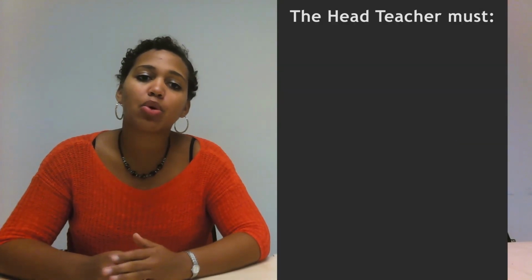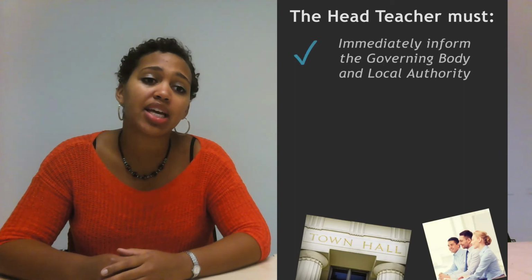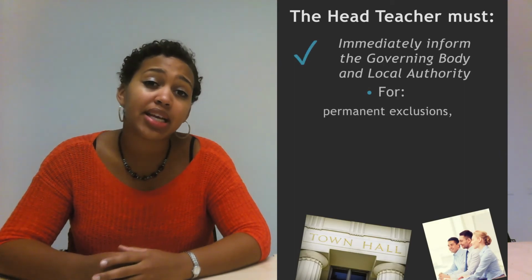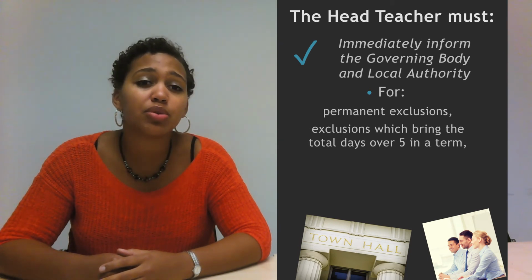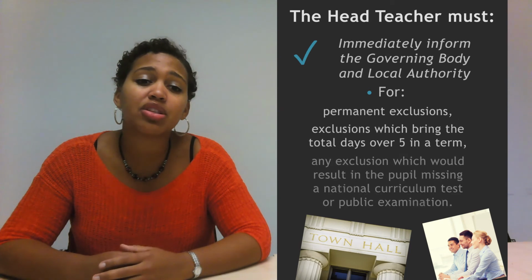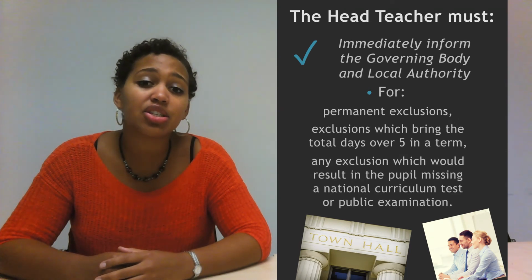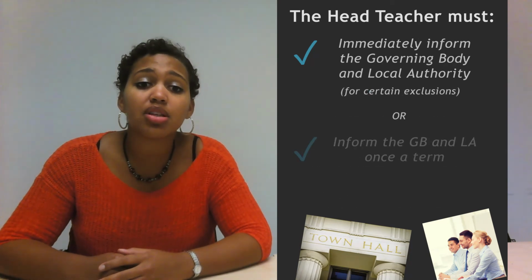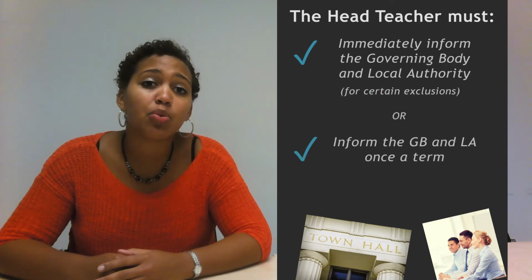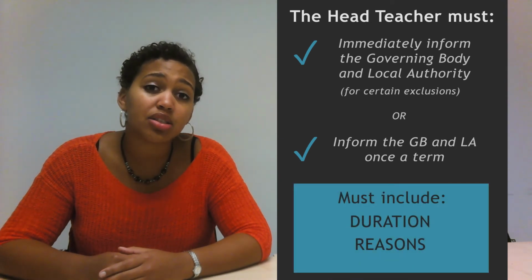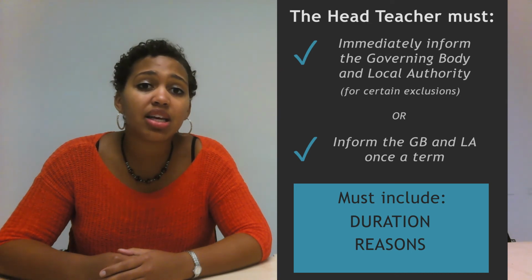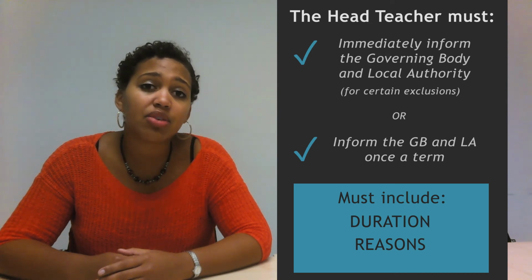Next, the head teacher is required to immediately inform the governing body and local authority for permanent exclusions, an exclusion that results in a pupil being excluded for more than 5 school days in a term, and any exclusion that would result in the pupil missing a national curriculum test or a public examination. For any other exclusions, the local authority and governing body must be notified once a term. All notifications must include the duration and the reasons for exclusion. If the student lives in a different local authority area to that of the school, both local authorities will need to be notified.